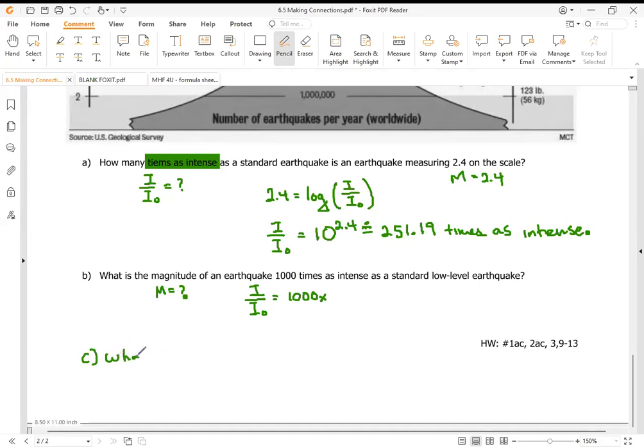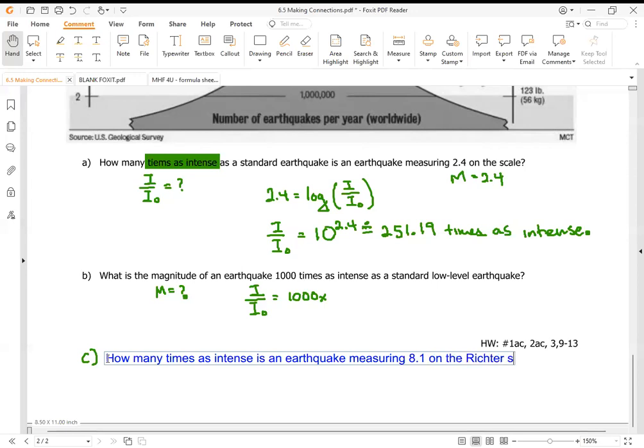How many times as intense is an earthquake measuring 8.1 on the Richter scale compared to an earthquake measuring 4.0?